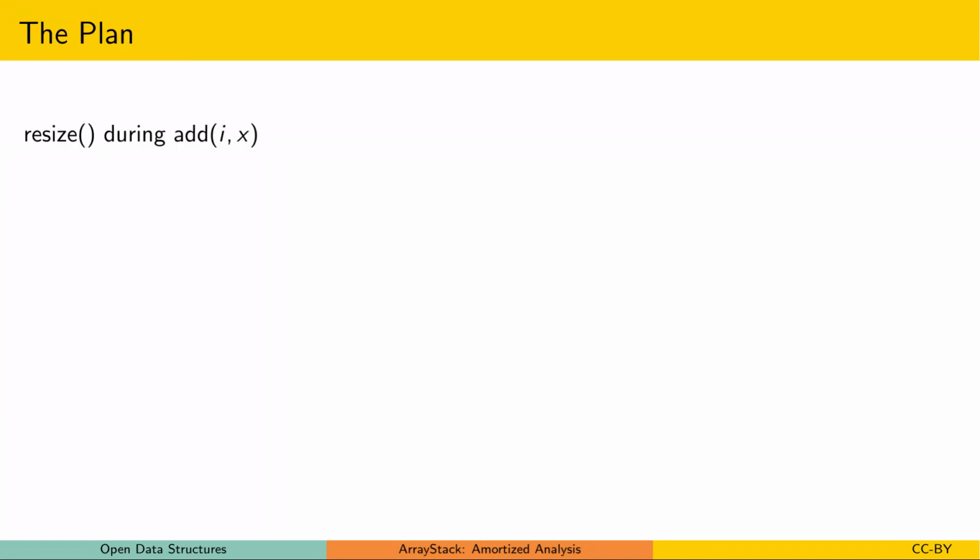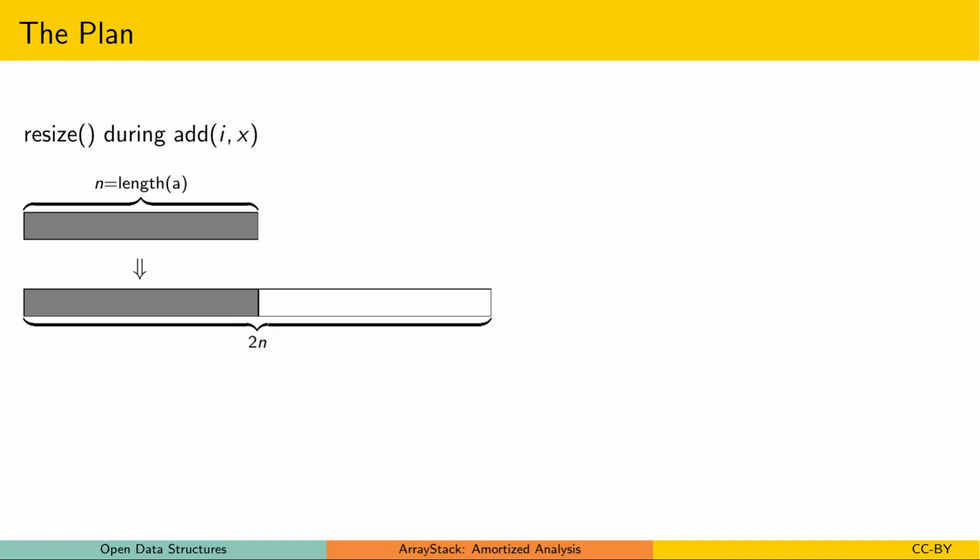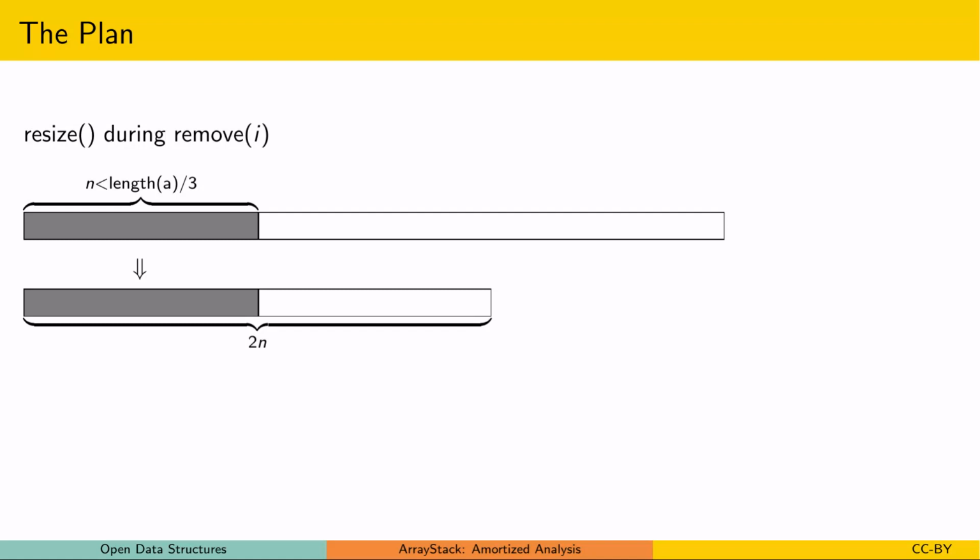Recall how the resize operation works during an add(i, x) operation. When we try to add an element and A is already full, we allocate a new array of size 2n and copy the n elements of A into this new array. After a remove operation, the array A may be less than 1/3 full. We handle this the same way. We allocate a new array of size 2n and copy the n elements of A into this new array.